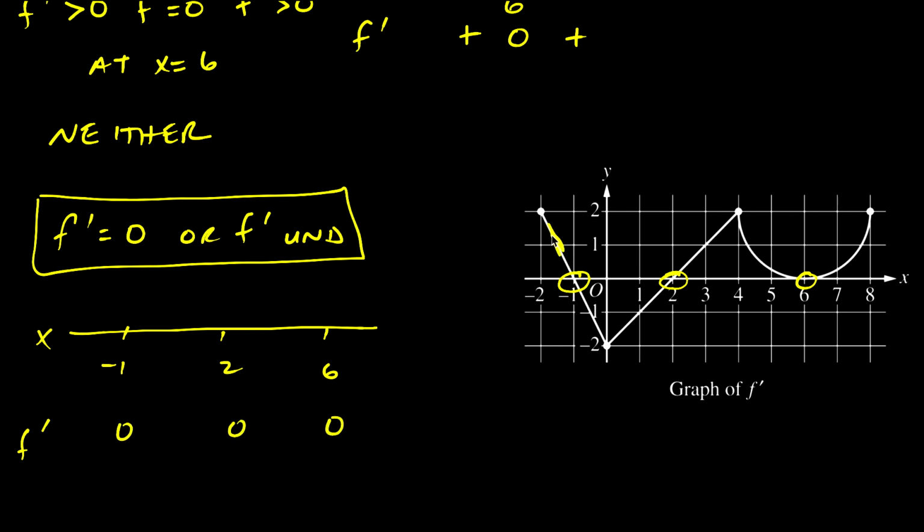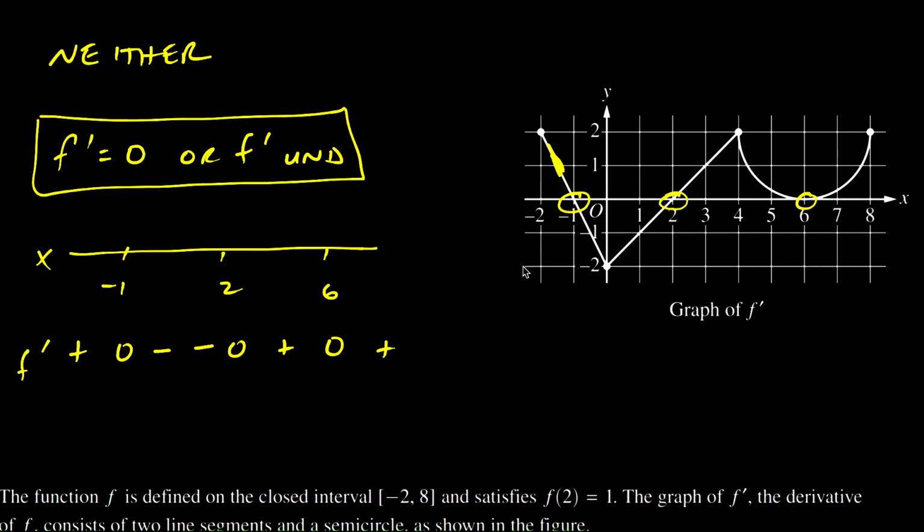And to the left, again, we have positive values. We're looking at the values. To the right of -1 and left of 2, we see that it's negative. And in between 2 and 6, as we saw before, it was positive, and to the right of 6 is positive. This gives you an idea of what f is actually going to look like if you think about it.